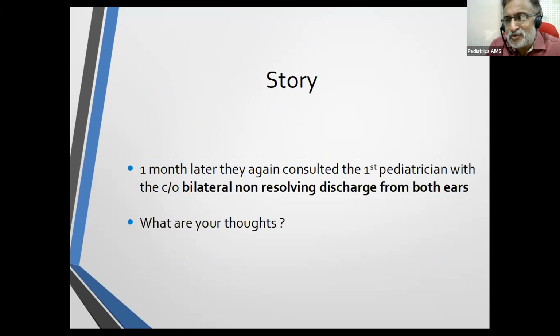So what are your thoughts, Dr. Bala, at this time? See the story. They were treated first with cefixime, then with ceftriaxone, and after one dose, they stopped. Then after 1 month, they have bilateral purulent discharge from both ears.